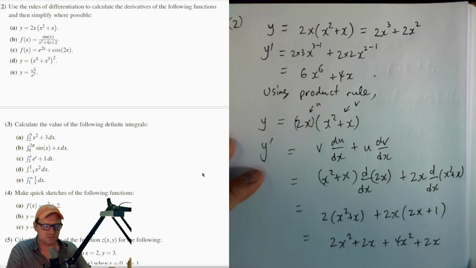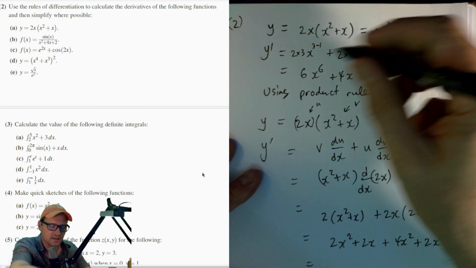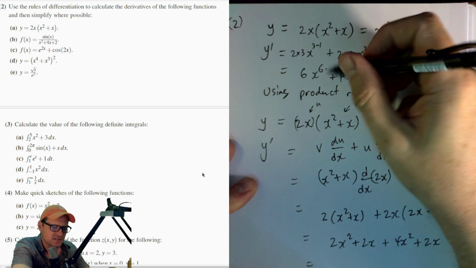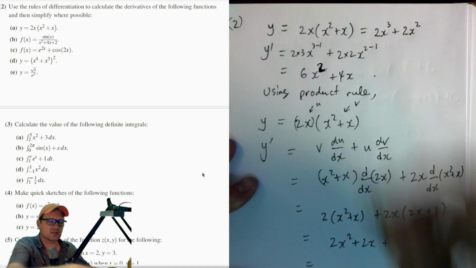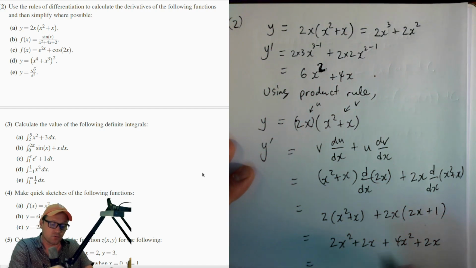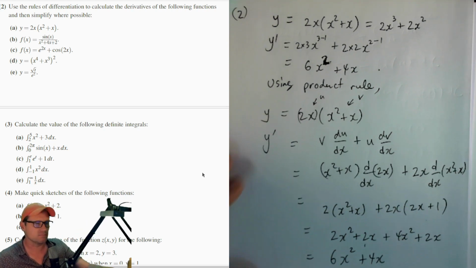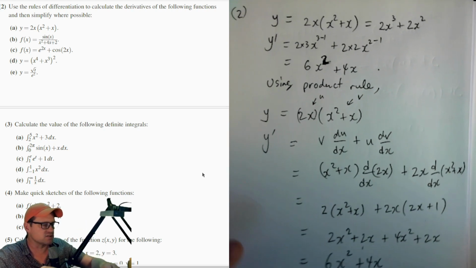Okay, so we've expanded. Now let's collect like terms. So 2 plus 4 is 6. And I can see that up here, that's not a power of 6, is it? That's a power of 2. It's right over the top of that. That should be 6x squared. Okay, not too bad. So 4 plus 2 is 6, x squared, and then 2 plus 2 is 4. So we get the same thing there. All right, so that was part A. Let's move on to part B.